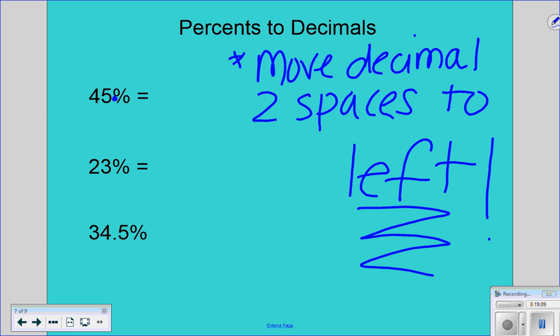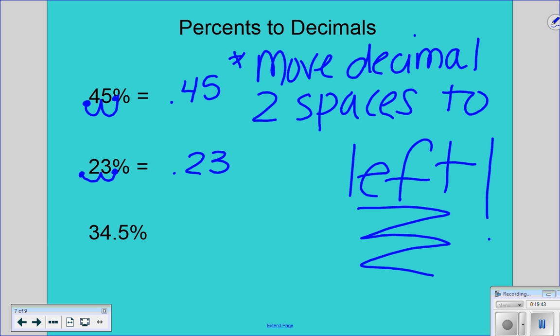So if I'm going to move this 2 spaces to the left, this is how it goes. 1, 2. That's my new space. 45% is 0.45 in a decimal. Okay? So 23%, where's my decimal on 23%? Where does it start, Kara? Yeah, behind the 3. So if I'm going to move it 2 spaces, 1, 2, 23% is really 0.23 in a decimal.